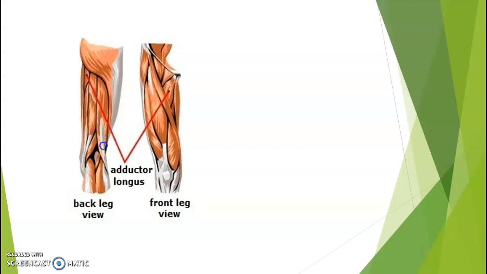Adductor longus is located on the inner thigh. Adduct means to move toward, so this muscle allows the thigh bone to move inward and sideways.